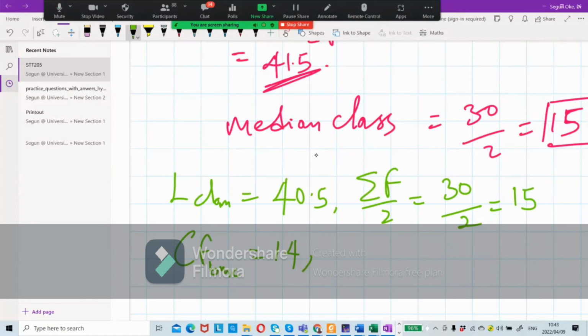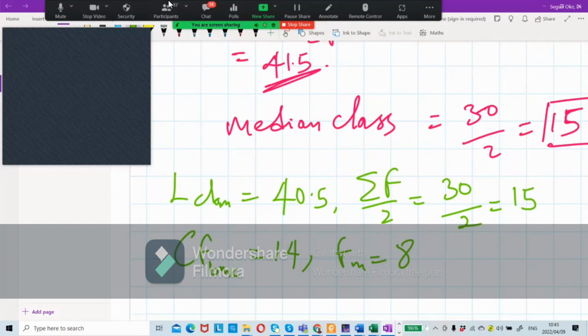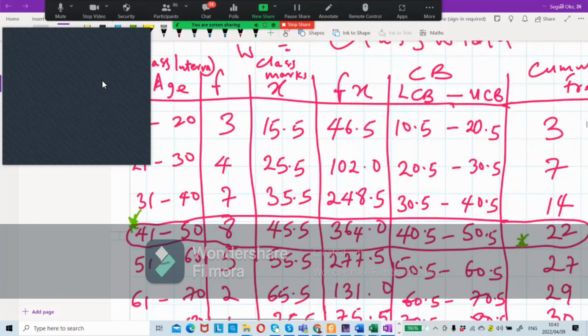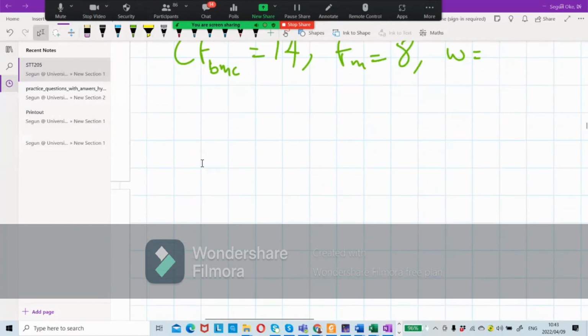Then, what is the frequency of the median class? Frequency, not cumulative. It is 8. Now, what is the class width? The range between them. It's 10. Thank you.